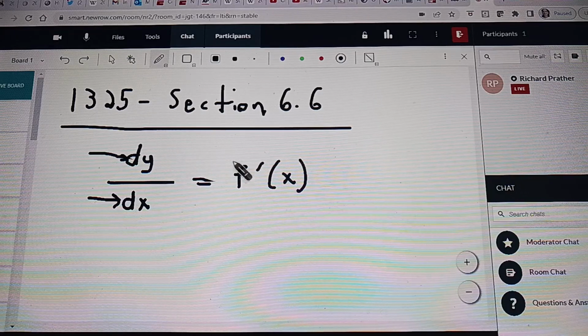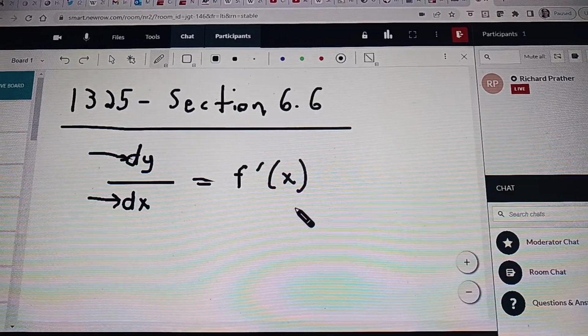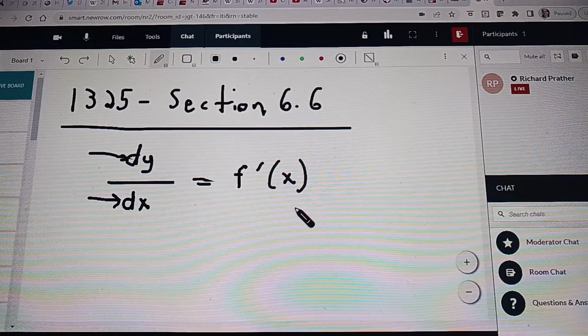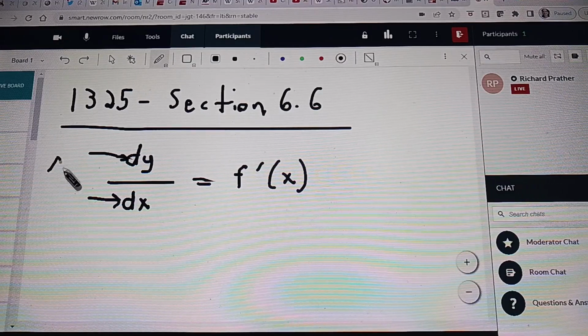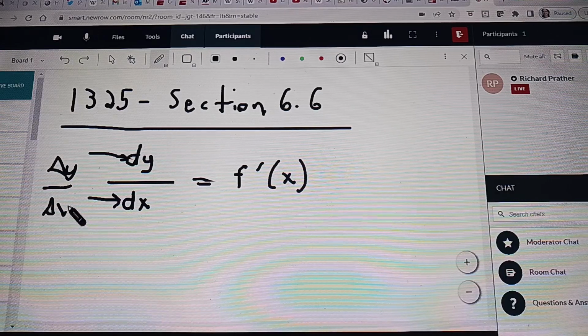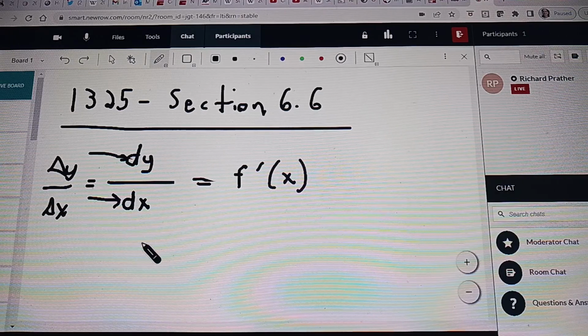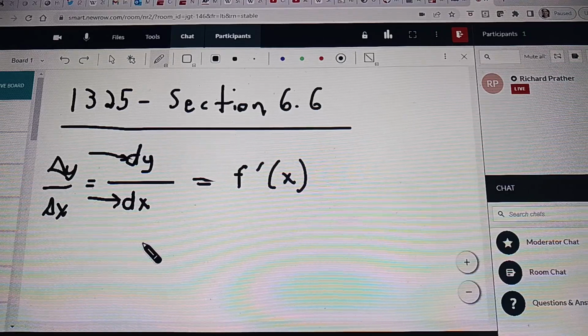Because remember that the derivative represents the slope of a tangent line. And slope is rise over run, or the change in y over the change in x. It's similar to saying change in y divided by change in x, just like in algebra they say it that way. So the dy and the dx represent small changes in y and x variables.